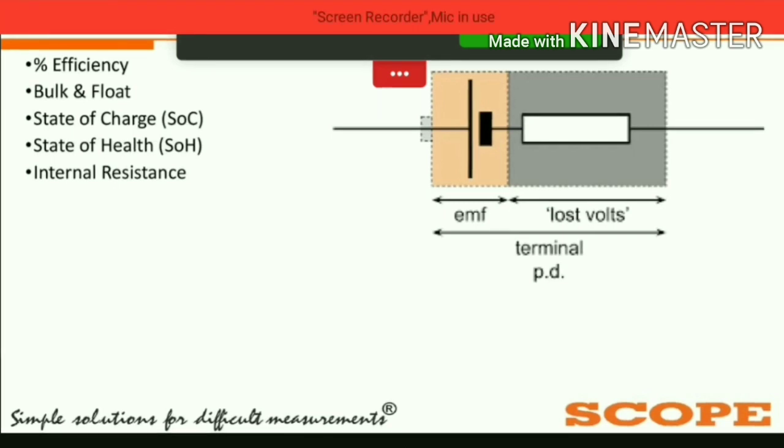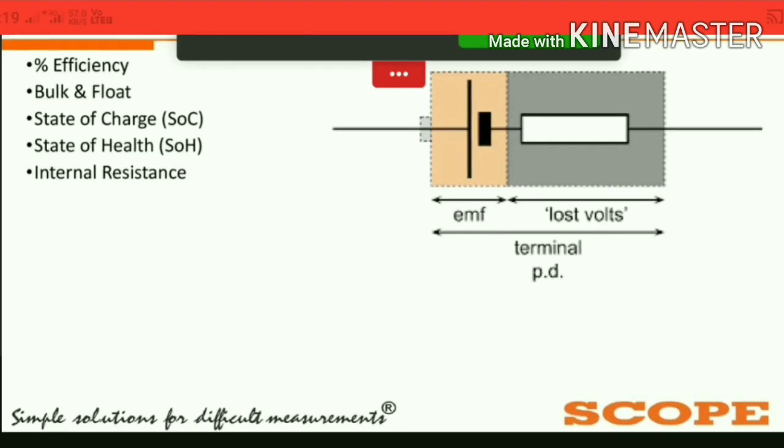Now this is a point we need to check: whether the internal resistance of the battery is increasing. For relatively new batteries, it is very low, but for used batteries, the internal resistance increases. If the internal resistance increases, automatically the capacity of the battery will be reduced.